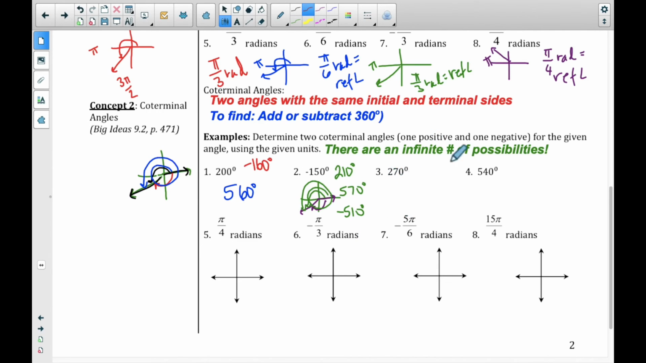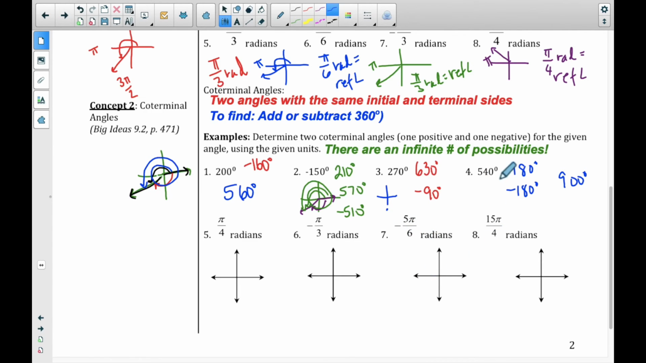Will you try number 3 and number 4 and see what you get? All you have to do is add 360 and subtract 360. All right, for 270, if I add 360, I get 630. If I subtract 360, I get negative 90. And if you think about it, here's the point I'm talking about, that's a 270 or a negative 90.